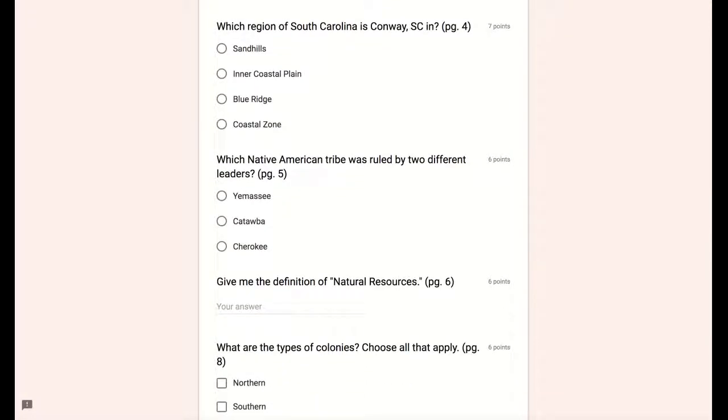Which region of South Carolina is Conway, South Carolina in? You can find this answer on page 4. Is it the Sandhills, the Intercoastal Plain, the Blue Ridge, or the Coastal Zone?